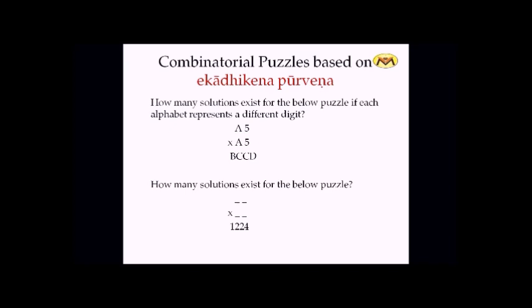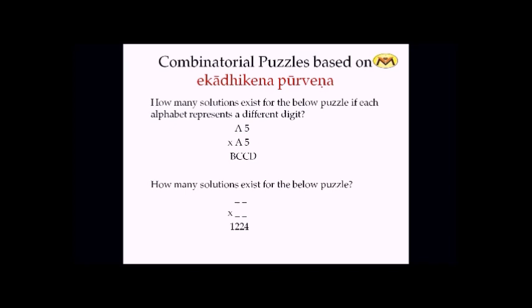So what I mean by A5 is it's a 2-digit number that is ending with 5, and BCCD is a 4-digit number.